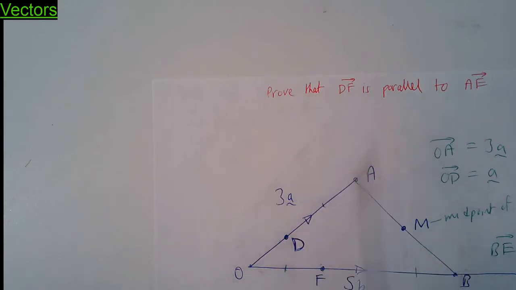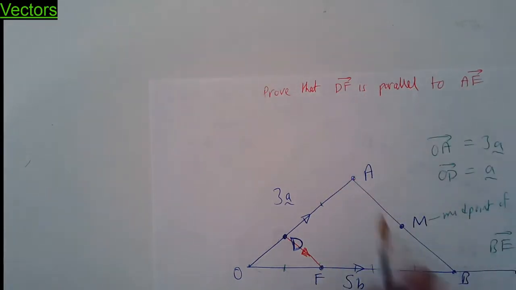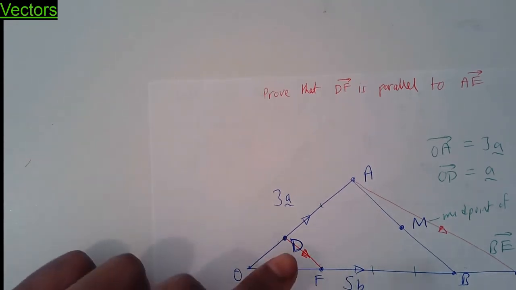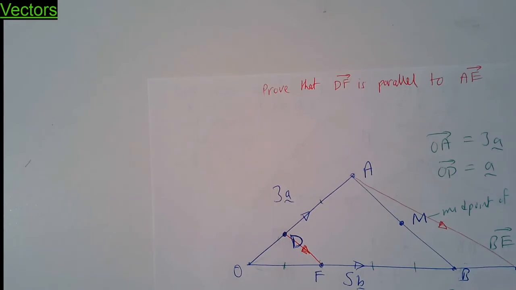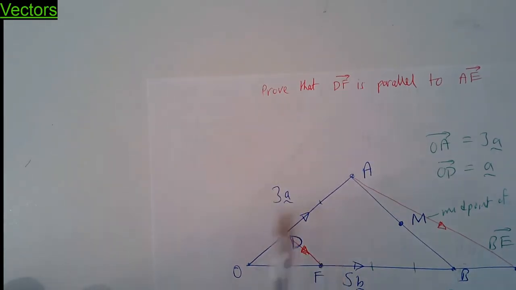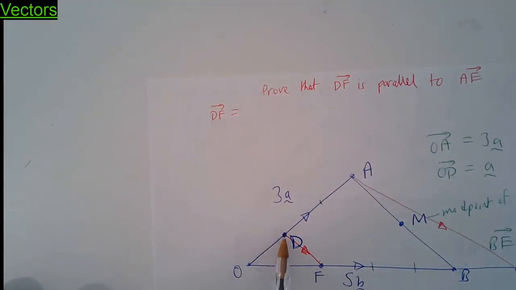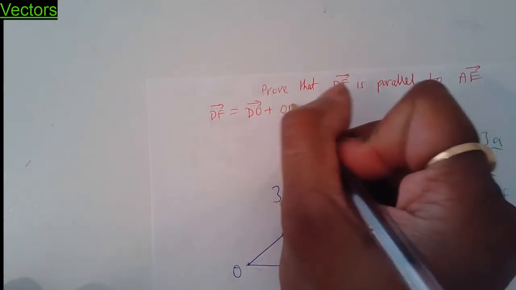Prove that D to F here is parallel to A to E. I've got to prove D to F is parallel to A to E. So the two vectors that I get, one for D to F and one for A to E, will look very similar. But first of all, work out D to F. D to F is D to O and then O to F.